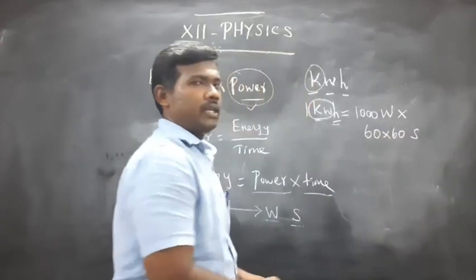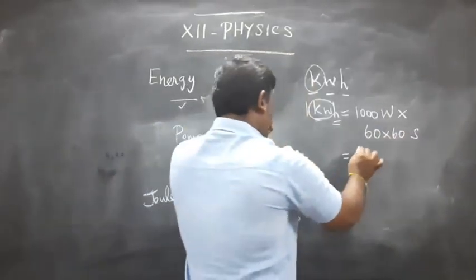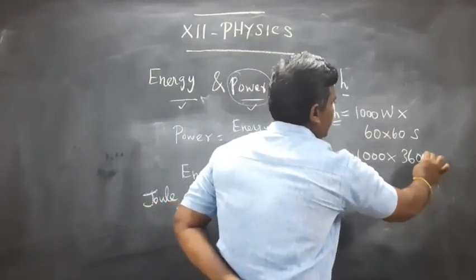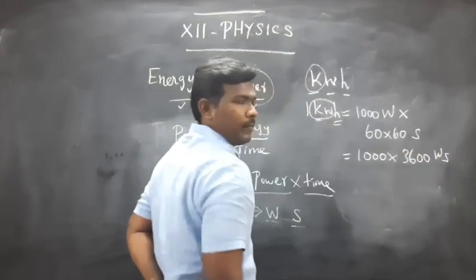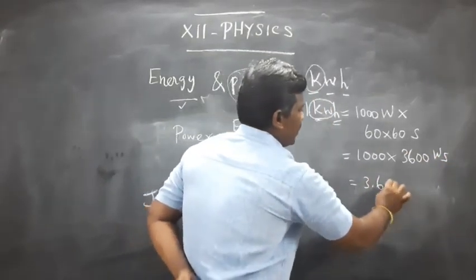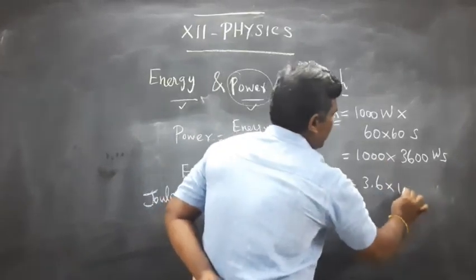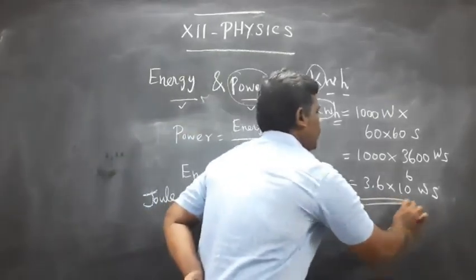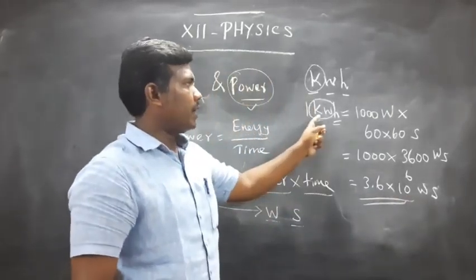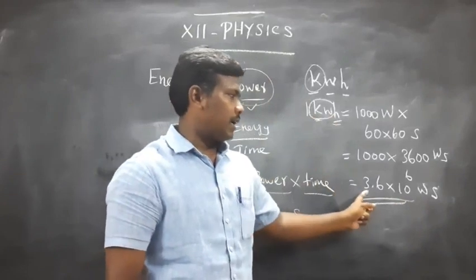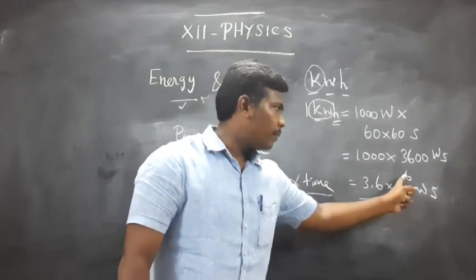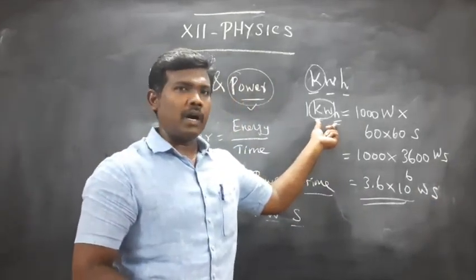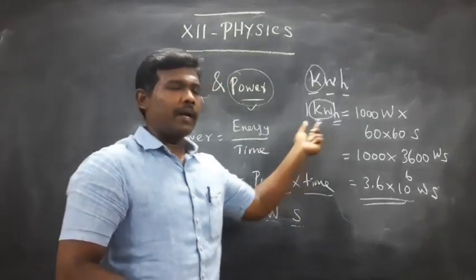So now we are getting the SI unit of time, second. So you multiply all these values: 1000, 3600, and this is a watt second. Finally you are getting 3.6 into 10 power 6 watt second. This is the equivalent value for 1 kilowatt hour. So 1 kilowatt hour is equal to 3.6 into 10 power 6 watt second. This kilowatt hour is the unit we mostly use for energy.